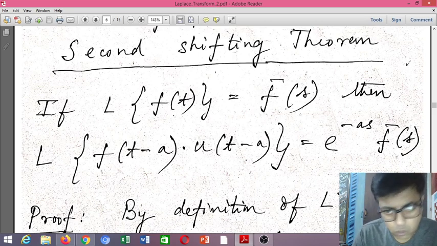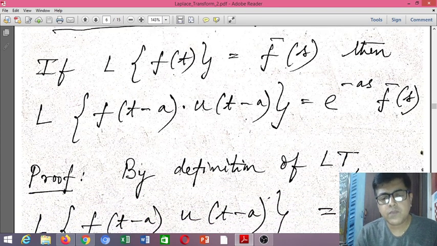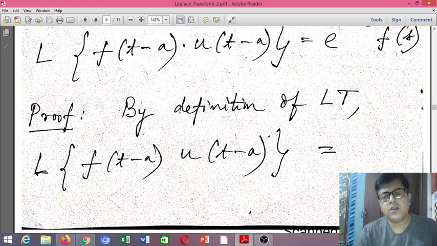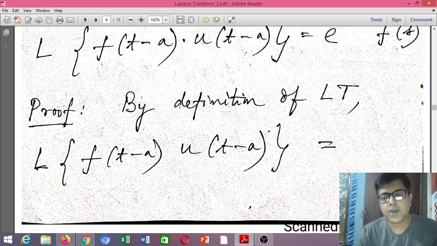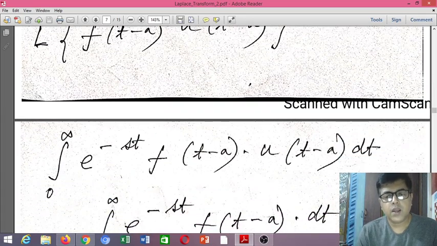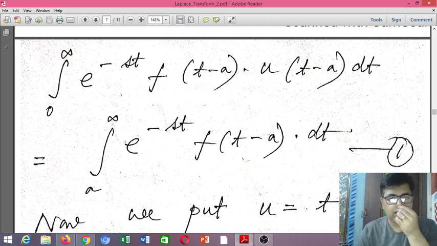Now why is it so? Why will L of f(t minus a) u(t minus a) be equal to e to the power minus as into F bar(s)? So we can go to the proof. The proof is very, very easy. Again, we start from the definition of Laplace transform, like we were doing in all the previous cases. If we apply the definition of Laplace transform on this function f(t minus a) u(t minus a), we get the integral from 0 to infinity of e to the power minus st f(t minus a) u(t minus a) dt, right?